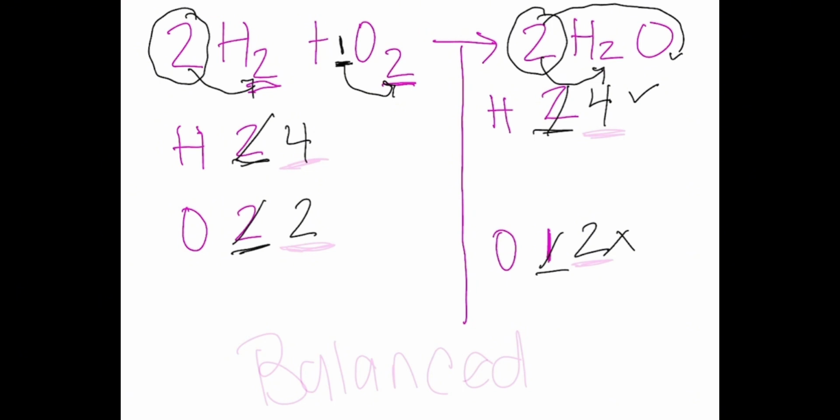And as you can see, when we go back through, on the reactant side, you have 4 hydrogens. On the product side, you have 4 hydrogens. On the reactant side, you have 2 oxygens. On the product side, you have 2 oxygens. So now that makes our equation balanced.